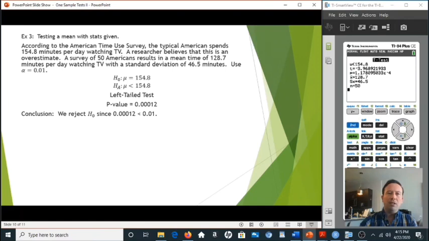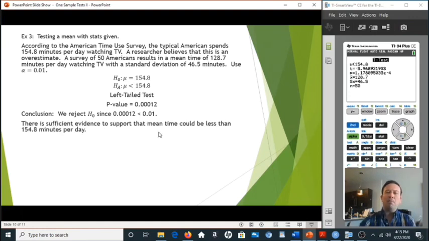So what does that mean? We are rejecting H0. We are rejecting the status quo here. That means we have evidence to support the researcher's claim. So there's sufficient evidence to support that the mean time could actually be less than 154.8 minutes per day. You could also say that there's enough evidence to say that the status quo could be an overestimate.